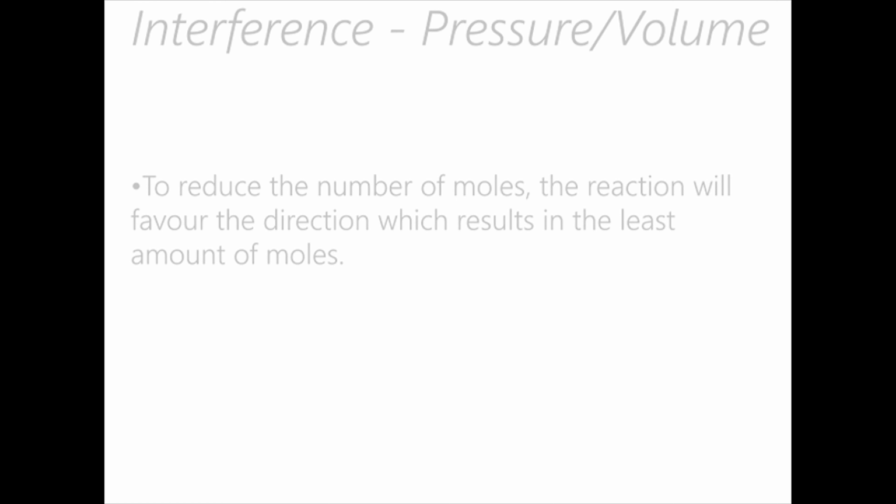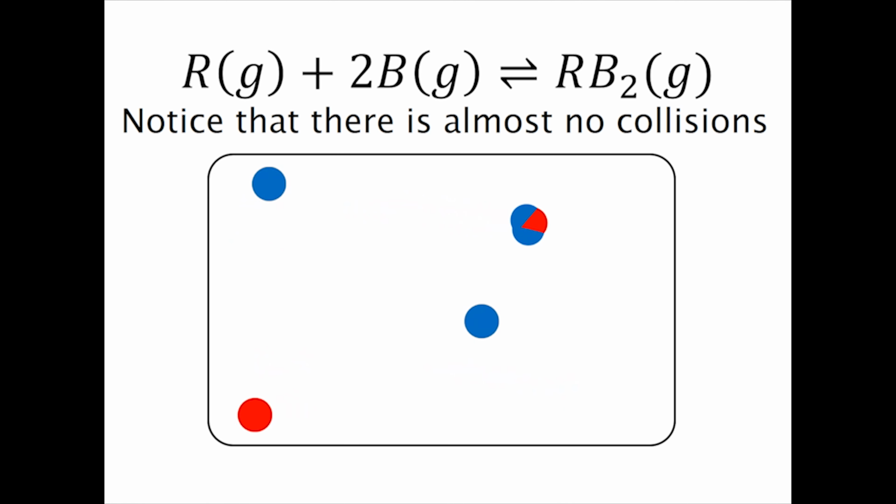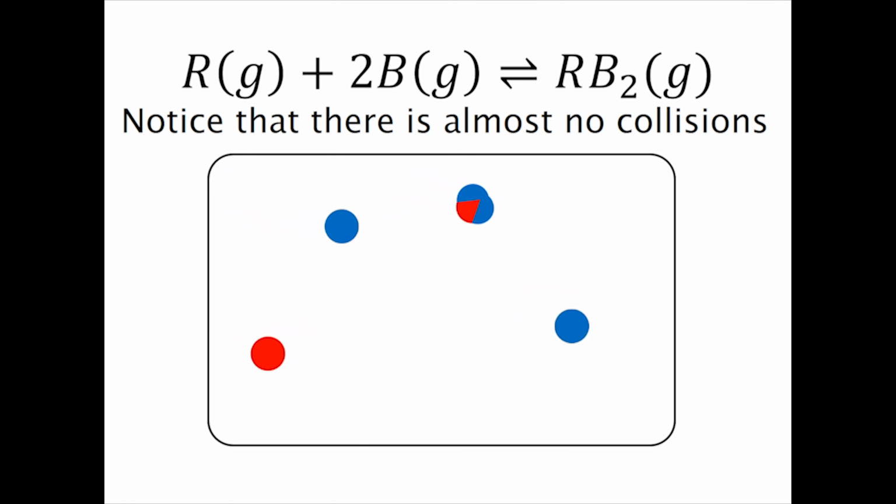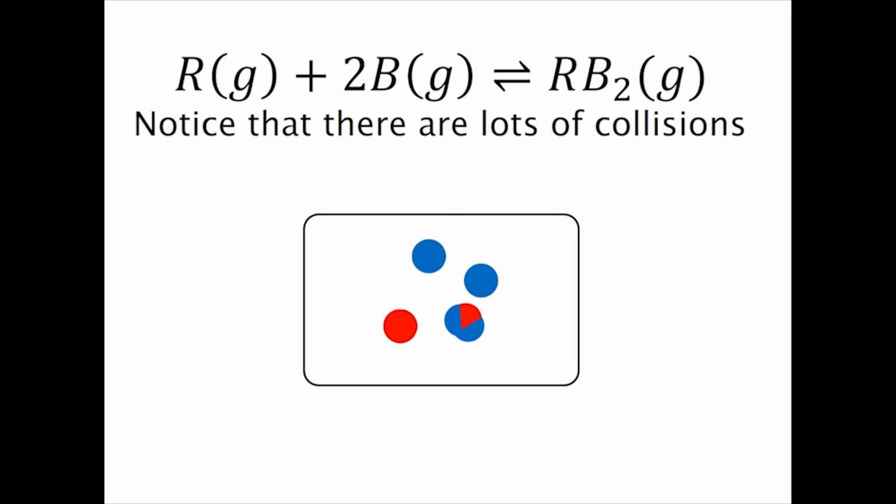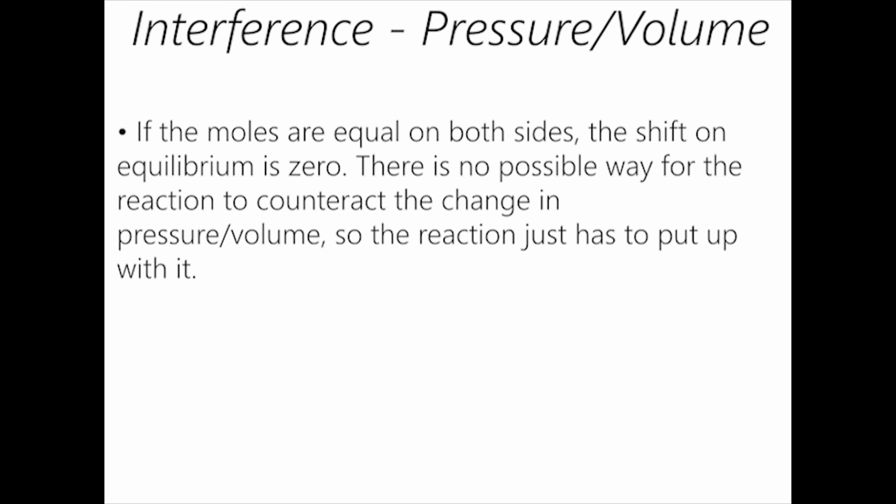At the molecular level, when the volume is decreased, the particles that take up the most moles are the most likely to react, and as such will cause a reaction leading to fewer moles. But what happens if the number of moles are equal on both sides? Well, it means no change in equilibrium will occur.